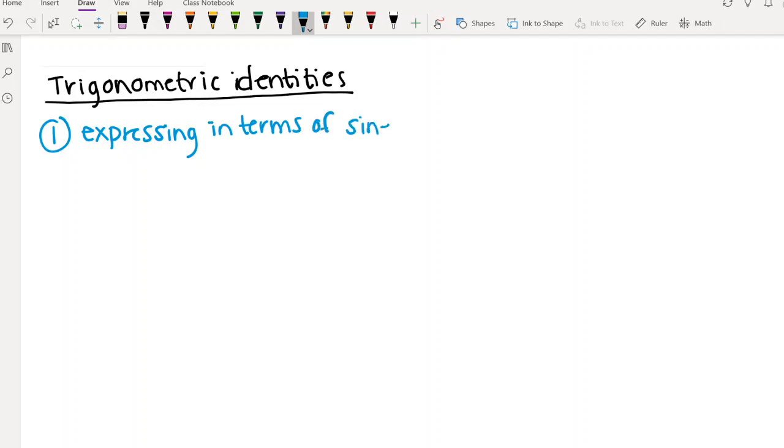So we'll see that these almost seem like they're not really identities, because there's something that we already know. They're just using the definition of the trig functions, but these are going to be really useful in simplifying, and we'll see why in a couple of minutes. So what do I mean by expressing in terms of sine and cosine?